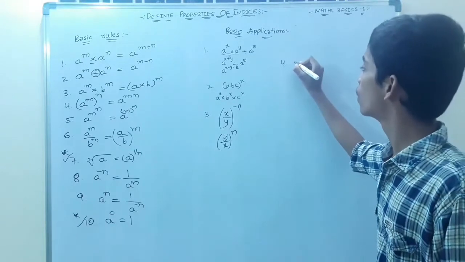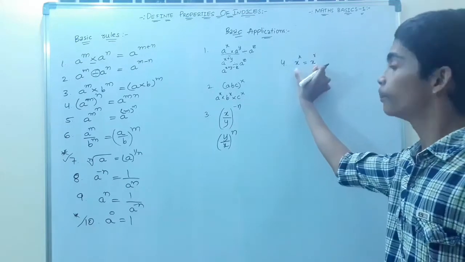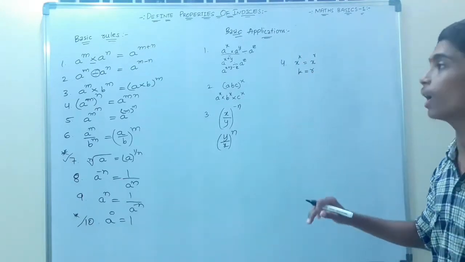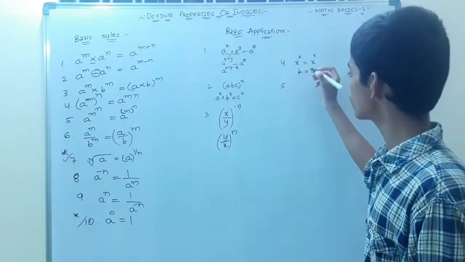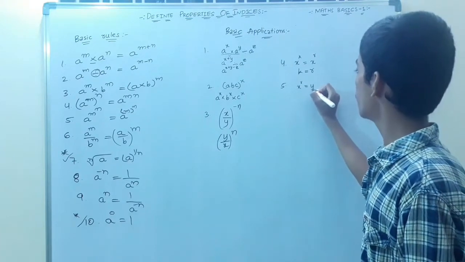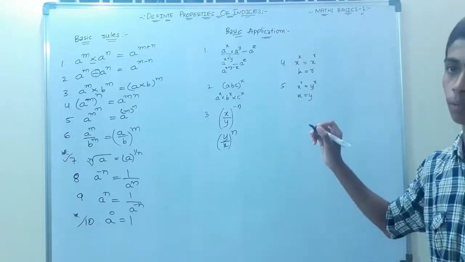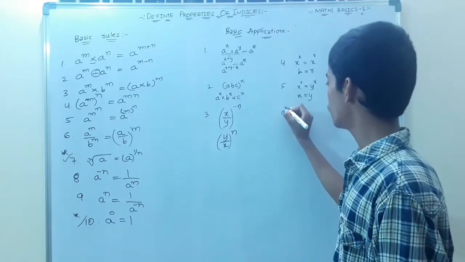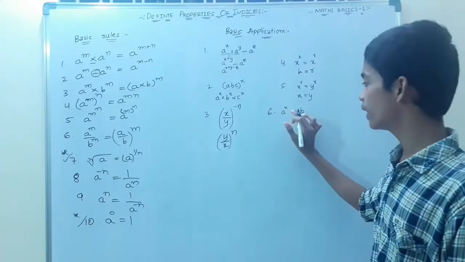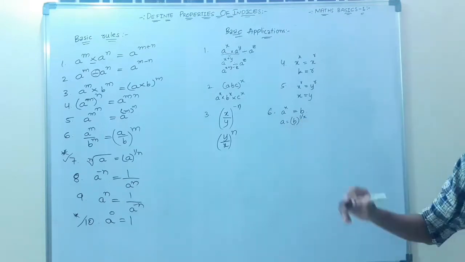And the next one, we have x power k is equal to x power r. When the bases are equal, the powers are also equal, that is k is equal to r. And when the powers are equal, that is x power r is equal to y power r, then the bases are also equal, x is equal to y. And a power x is equal to b is the sixth one, and we can write it as a is equal to b to the power 1 by x.